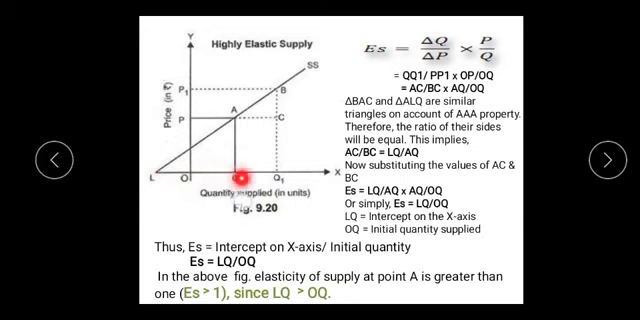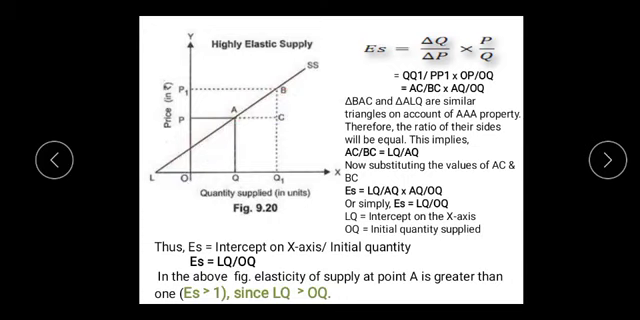LQ is intercept on the x-axis and OQ is the initial quantity supplied at price of P. So elasticity of supply at any point on supply curve is calculated by the ratio of intercept on the x-axis and initial quantity supplied. In case of the figure given here, since LQ is greater than OQ, the numerator is greater than the denominator, so elasticity of supply is greater than 1. Or we can say this curve is highly elastic supply curve.